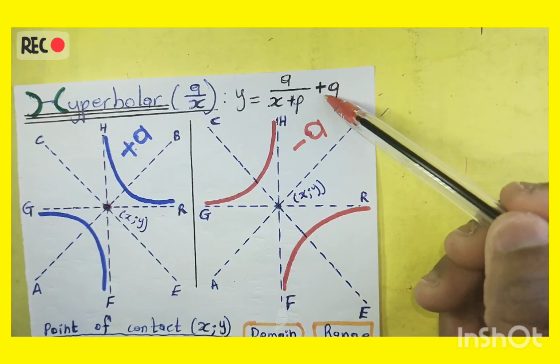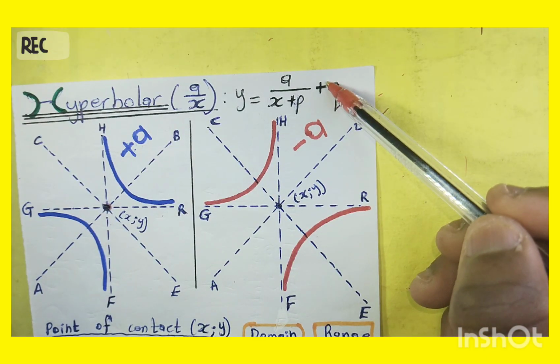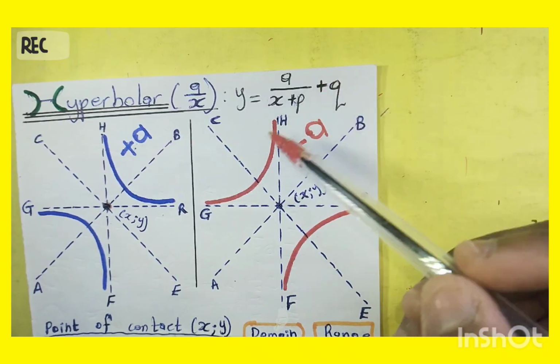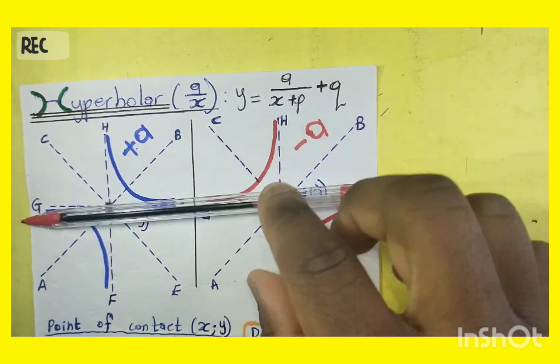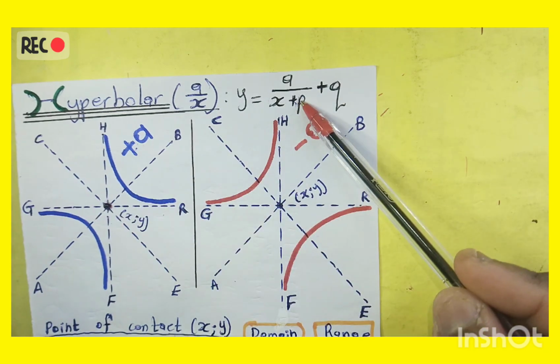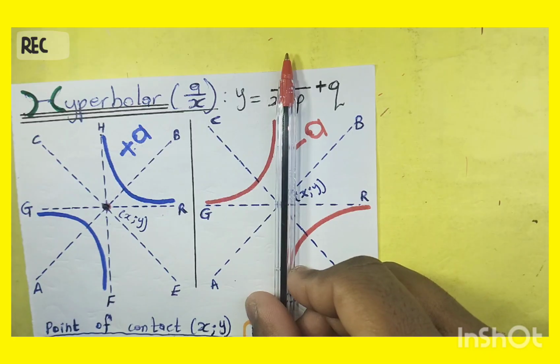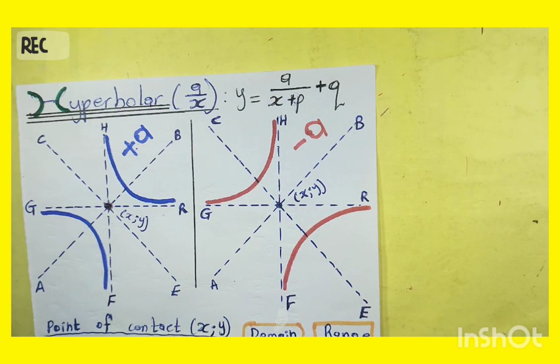These two will just represent the horizontal asymptotes. It will represent these lines, the horizontal ones, the Q. But now, what will the P be representing? The vertical asymptotes. Let me help you understand what the asymptotes are, guys.